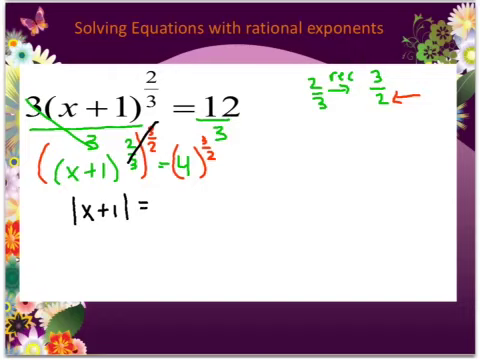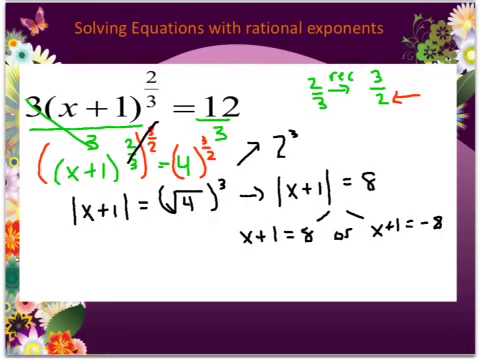And then we're going to evaluate what 4 to the 3/2 is. Well, that's really the square root of 4 cubed. Now the square root of 4 cubed is just 2 cubed, which is 8. So now I need to break this into two small equations. Remember, absolute value means we have a positive answer, or we take what's inside and we have a negative answer. So now solving these two mini equations, x equals 7 or x equals -9. Now we must check to make sure both of these work.